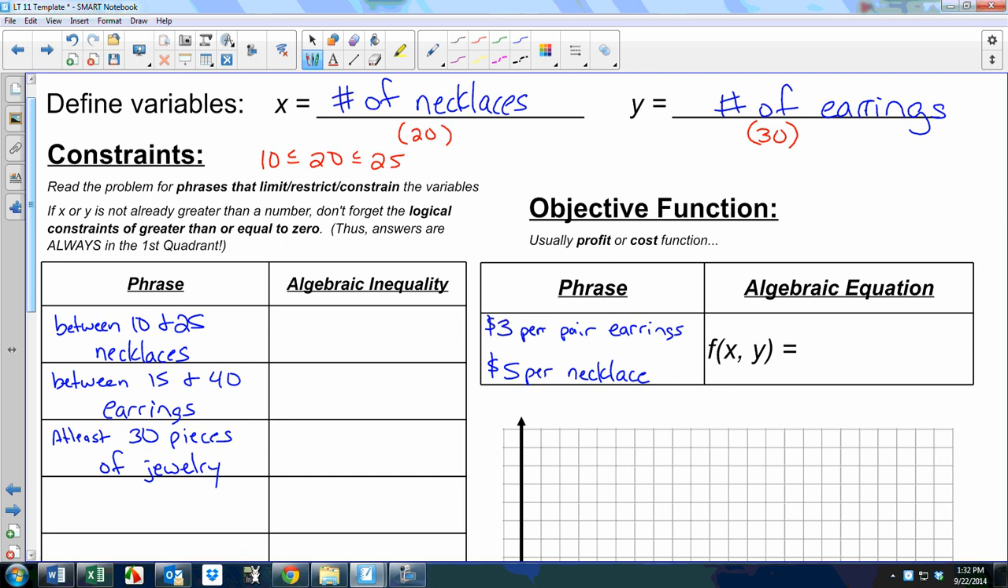Didn't your mind tell you it's between 10 and 25? So I'm just writing that down on paper. 20 is between 25 and 10. So 10 is less than or equal to 20, which is less than or equal to 25. That 20 represents X. So your inequality: 10 is less than or equal to X, which is less than or equal to 25.